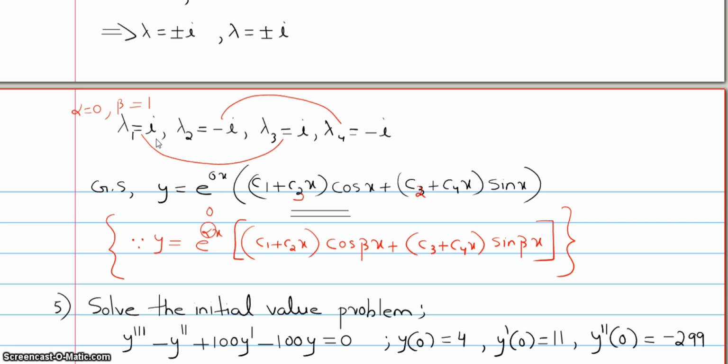So we'll get y equal to e raised to 0x into (c1 plus c2 x) cos x, cos beta since the beta value is 1, plus (c3 plus c4 x) sin x. Here the roots are lambda 1 equal to lambda 3 equal to i and lambda 2 equal to lambda 4 equal to minus i, which is of the form 0 plus i and 0 minus i. So the value of alpha is 0 here and the value of beta is 1. So replacing alpha by 0 in the general solution format and beta by 1, we will get the general solution like this.